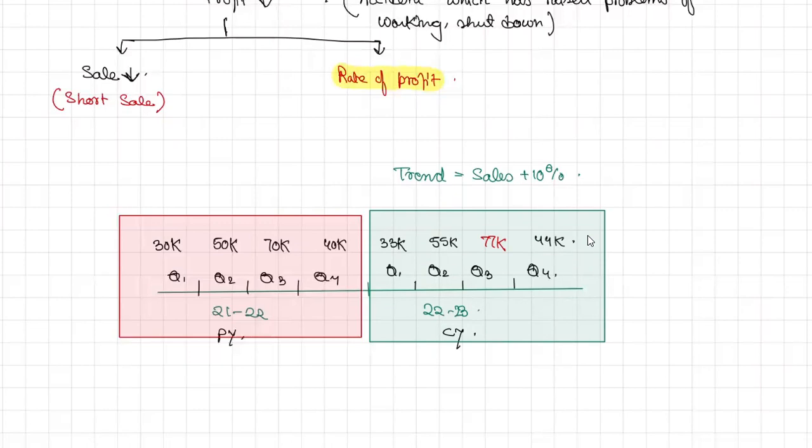Correct? 77K. And if I tell you that this quarter there were no operations due to fire. Correct? So how much sale have I lost? What is my short sales over here? My short sales will be 77K. Correct?